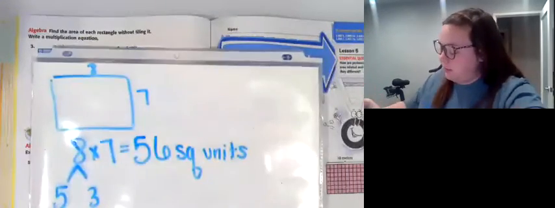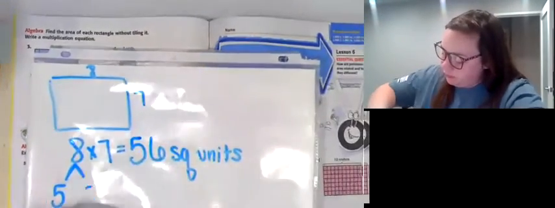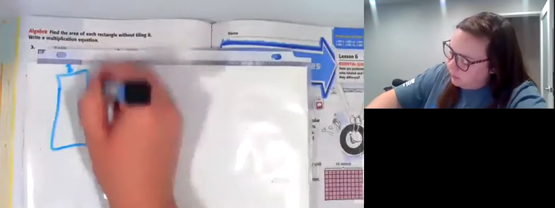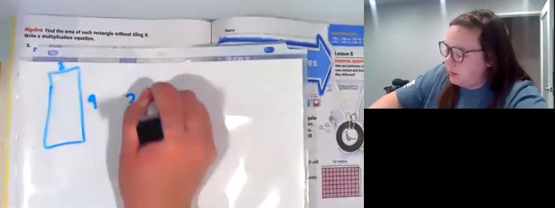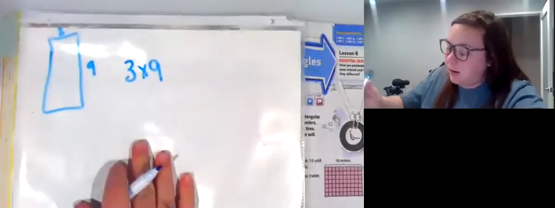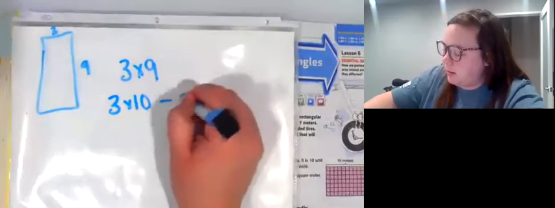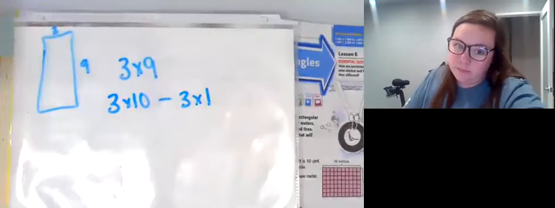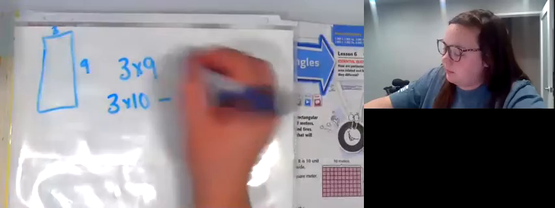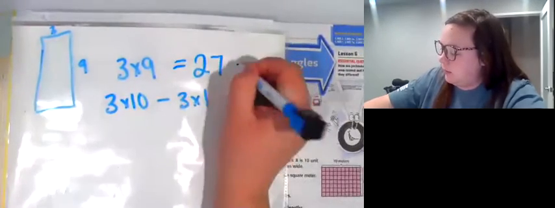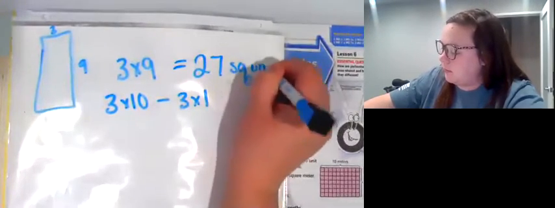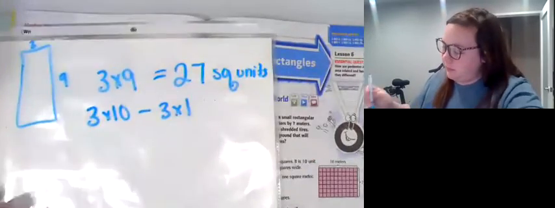Number 4, we have 3 units by 9 units. Three times 9. Remember, a trick for 9s is that we can do 3 times 10 minus 3 times 1. And our answer, 27 square units. All right.